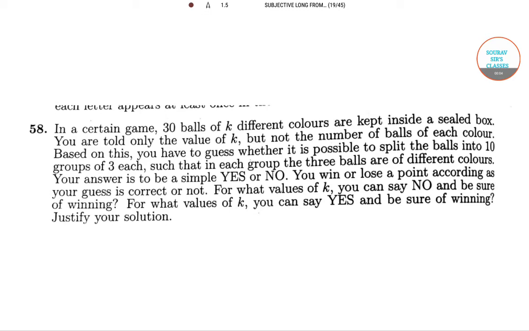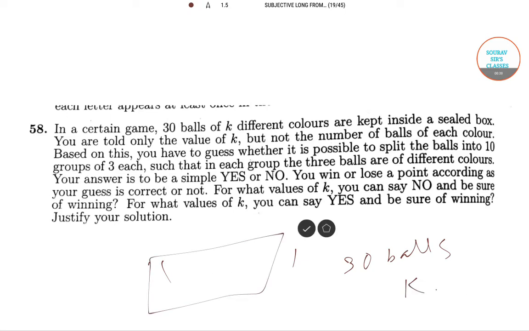In this video, I'll be solving some subjective questions from the book Tomato. Now, in this question, there is a certain game in which there are 30 balls of k different colors and they are kept inside a sealed box. We are only told the value of k but not the number of balls of each color.